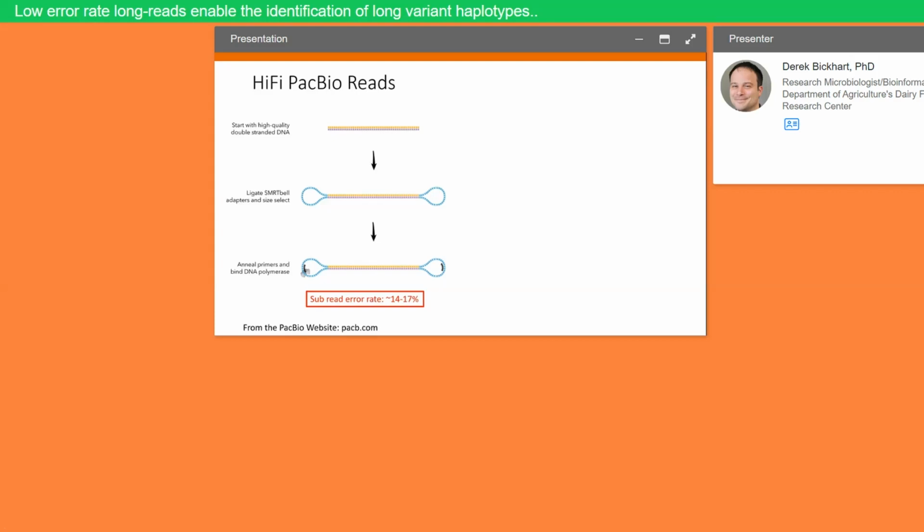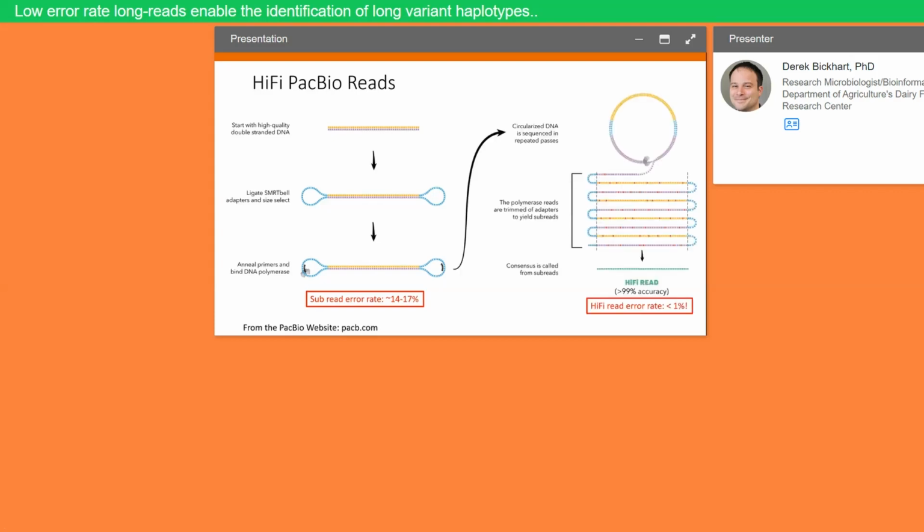However, the read is circularized. So if you're able to read through the same molecule multiple times, given that it's from the same molecule, you can use all of those reads to compare against each other and create a consensus. And the brilliance of this is that by taking the same molecule, you can actually reduce the error rate lower than 1%, giving it parity with the shorter read technologies. However, not abandoning the longer length of the read.